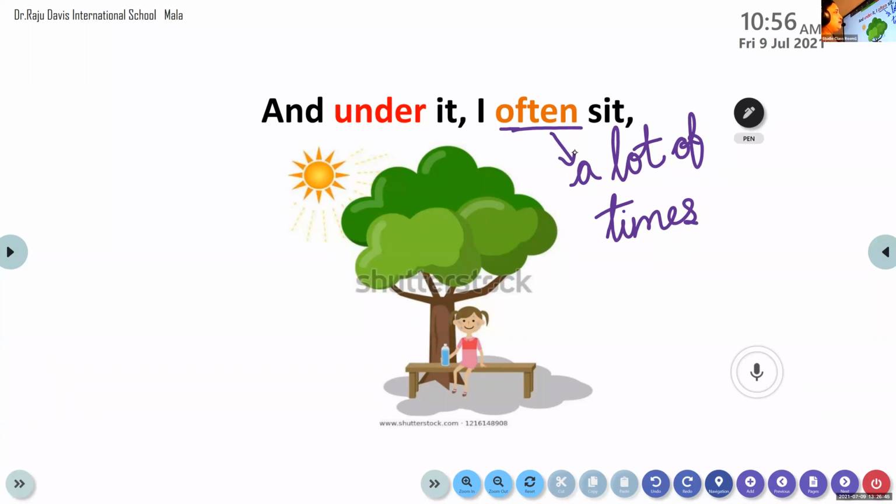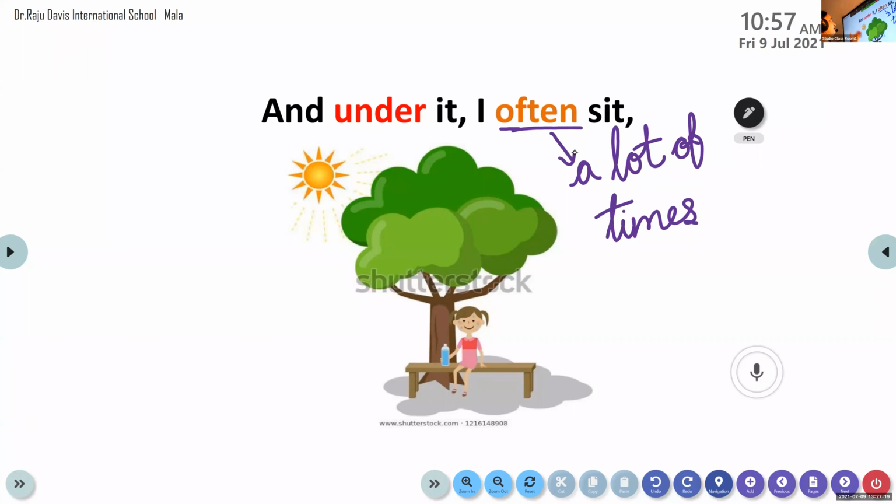So what are you doing now? You are sitting, right? Where are you sitting, Srihari? On a chair. On the chair. Very good. So the same word is mentioned here. S-I-T. Sit. Got it, Srihari? Did you understand? Okay, very good. Thank you.